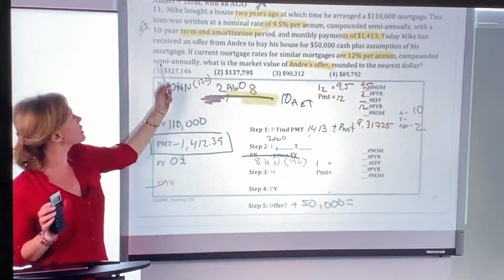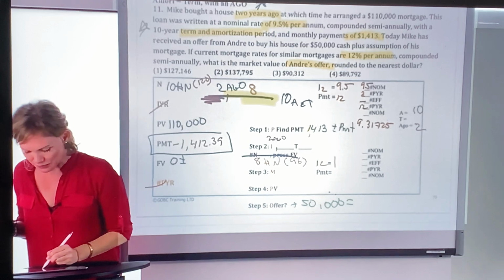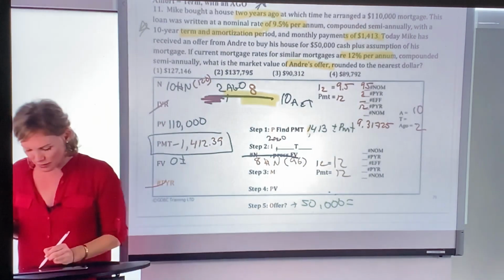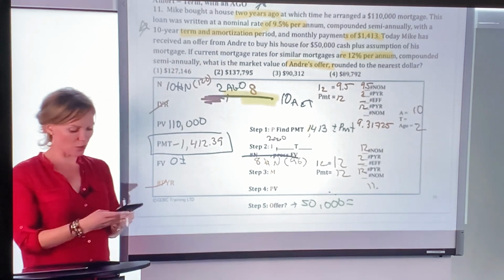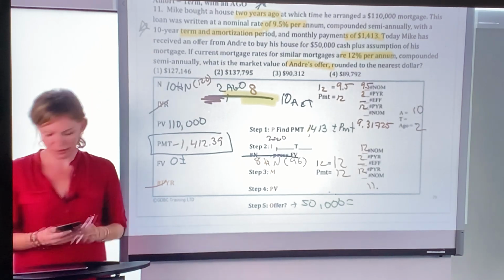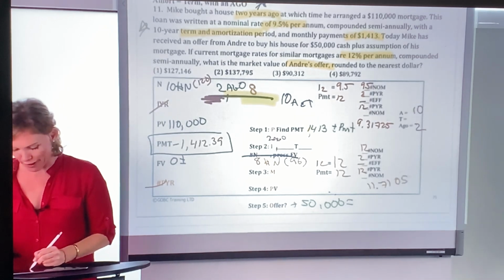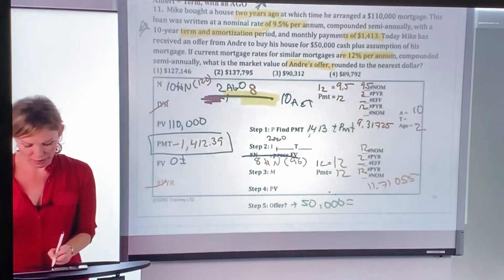What do we have? It is 12% compounded semi-annually. That is your second J. Payments are still monthly, so we're going to keep it as is. So 12, 2, and 12. It will come up to 11 point something. Let's do it together. So 12 shift NOM, 2 shift P/YR shift EFF, 12 shift P/YR shift NOM, 11.71055. And P/YR is finished. So that's your step number 3.